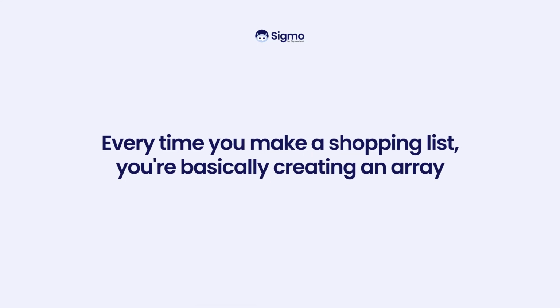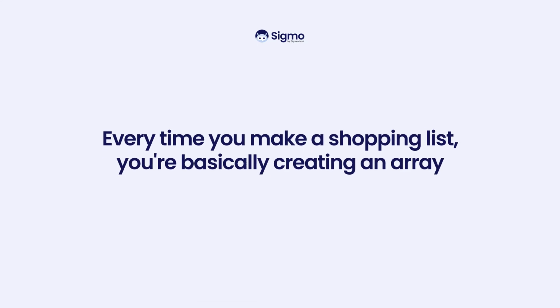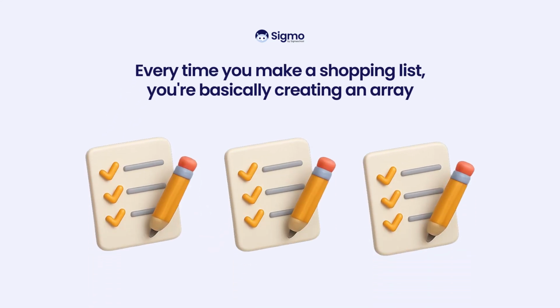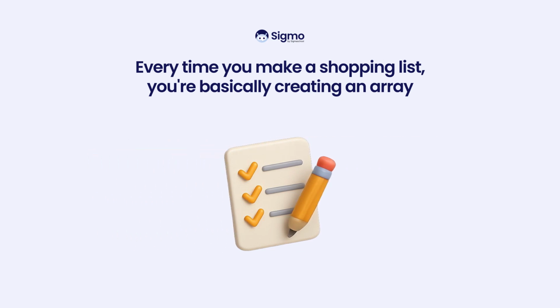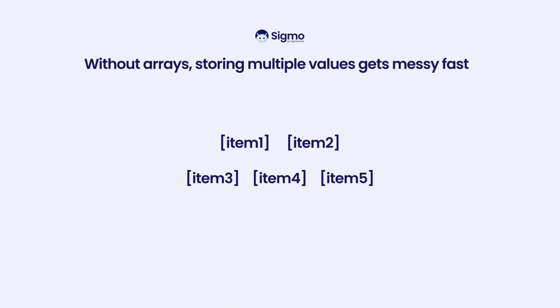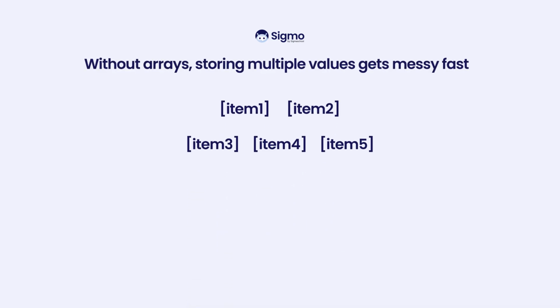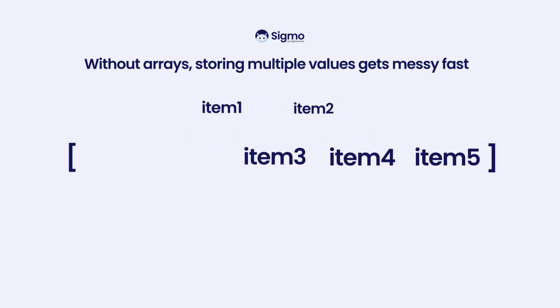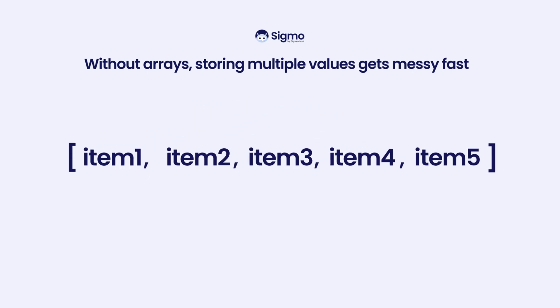Every time you make a shopping list, you're basically creating an array. Instead of writing each item on a separate piece of paper, you put everything on one list. That's exactly what an array does in programming. It lets you store multiple values in a single variable. Without arrays, storing 5 items would mean creating 5 separate variables. That gets messy fast. Arrays solve that by grouping everything together in one place.